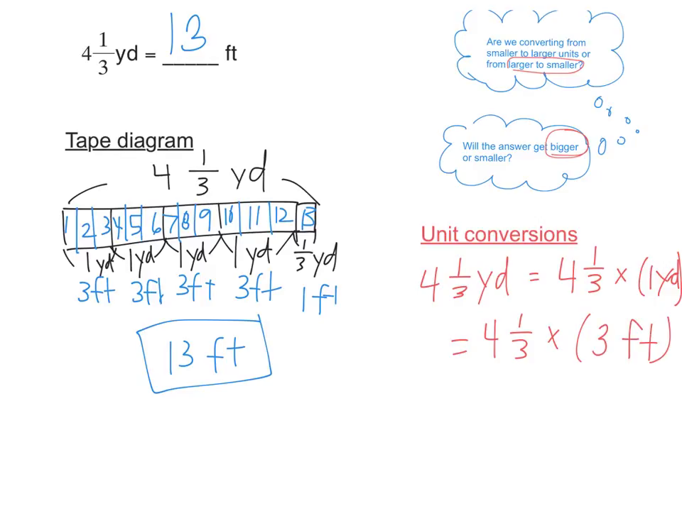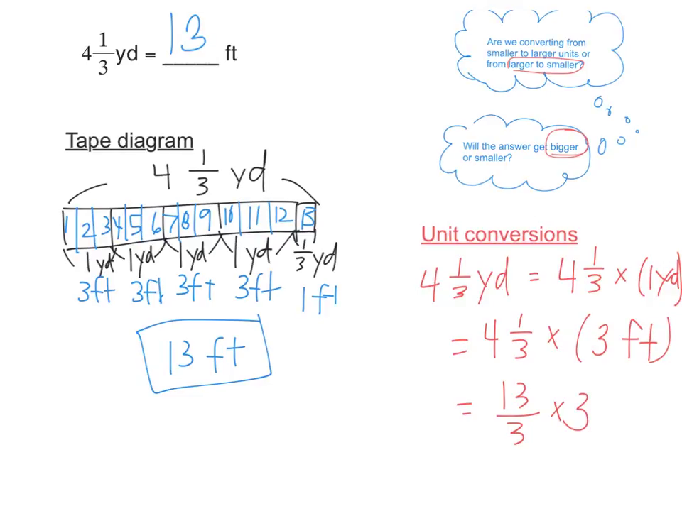So we'll write 3 feet in parentheses. Remember, the things we have in parentheses are equivalent. Is 1 yard equivalent to 3 feet? Yeah. Okay, then we're good. Now, we have 4 1/3 times 3. In order to multiply fractions, can we have a mixed number? No. We always need to convert to improper fractions. So 4 1/3 is the same as what improper fraction? 13/3. So good. So I can write this as 13/3 times 3.